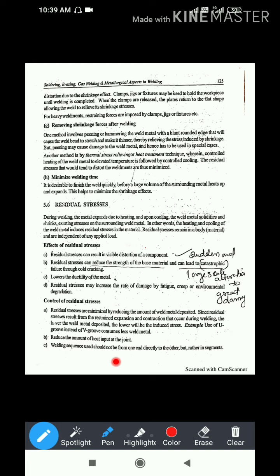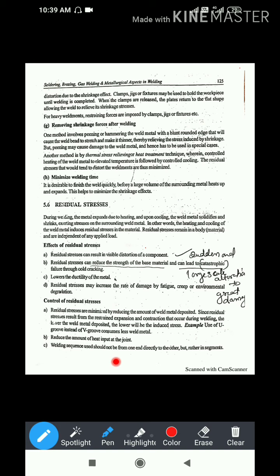Now let us see the next point: reduce the amount of heat input to the joint. See, in the generation of an arc there is a transformer by which you can control the temperature, and due to controlling the temperature, the heat can obviously be controlled. The welding transformer is used for making the circuit of the weld, due to which you can control the arc.